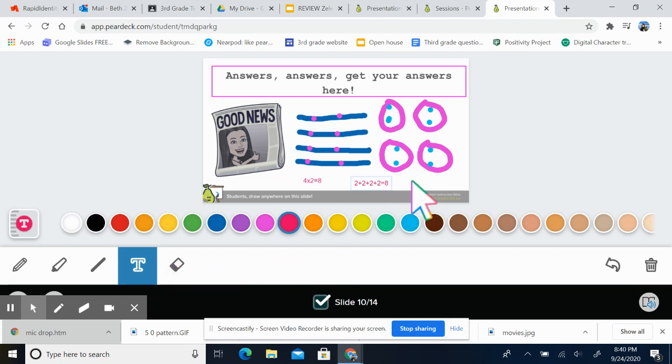Your other question asked you to skip count. So on the next slide, you could have used a text box to skip count. You could have either said 4, 8, or 2, 4, 6, 8. This is 2 groups of 4. 2 times 4 equals 8. This is 4 groups of 2 because you're counting by 2. 2, 4, 6, 8. I hope that is helpful.